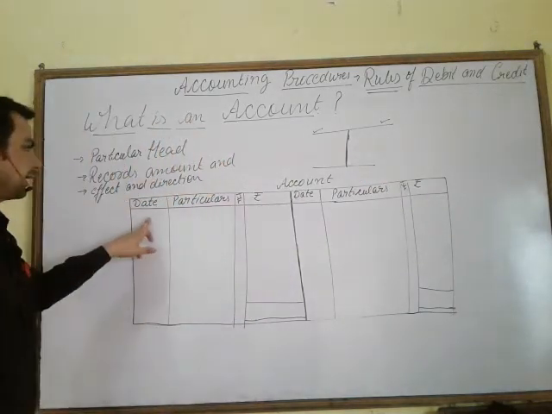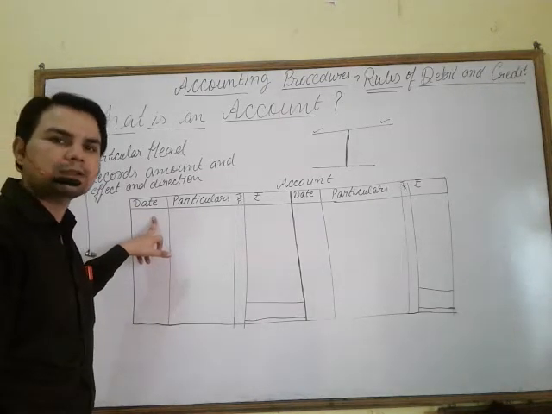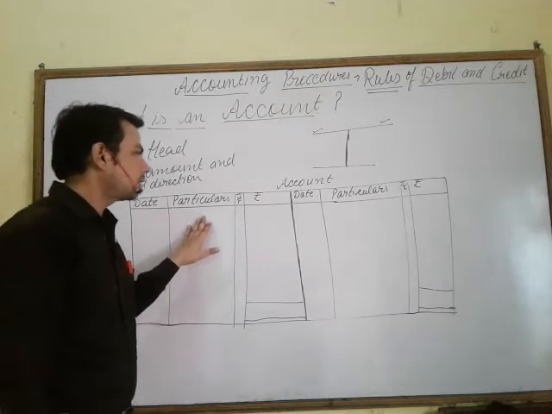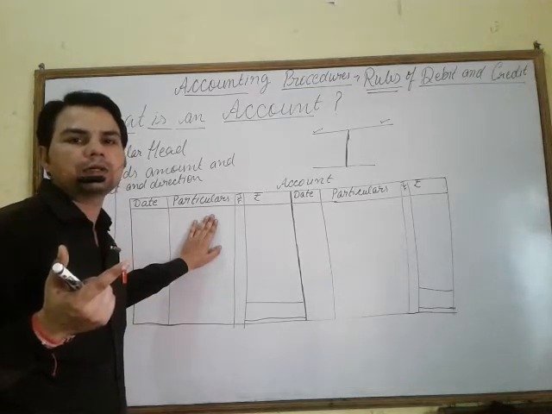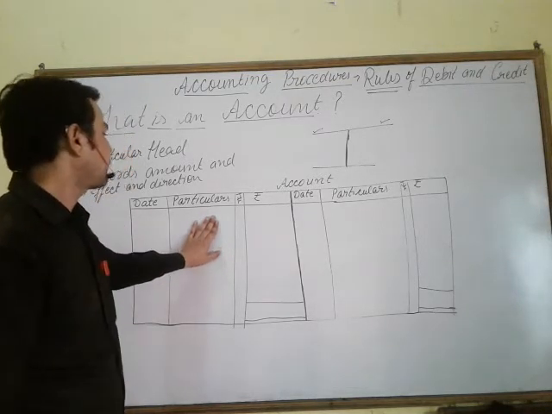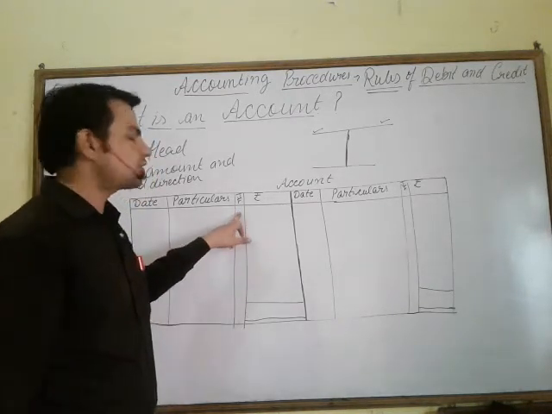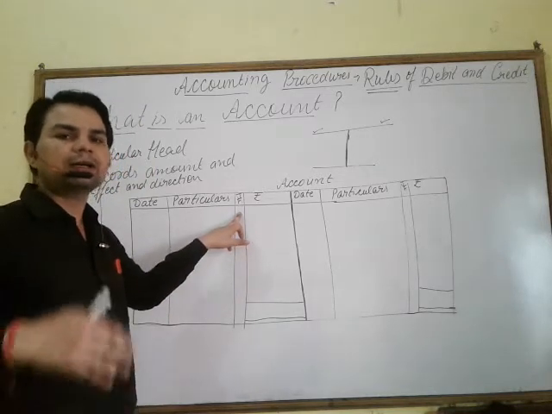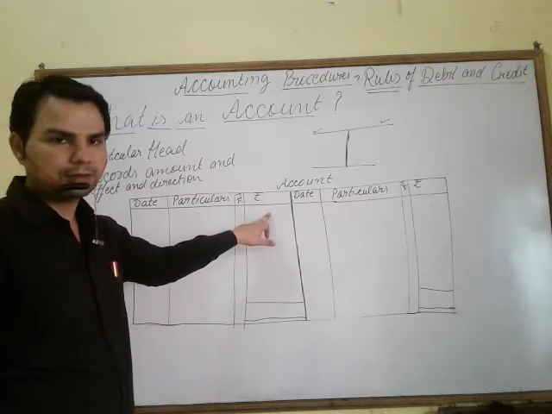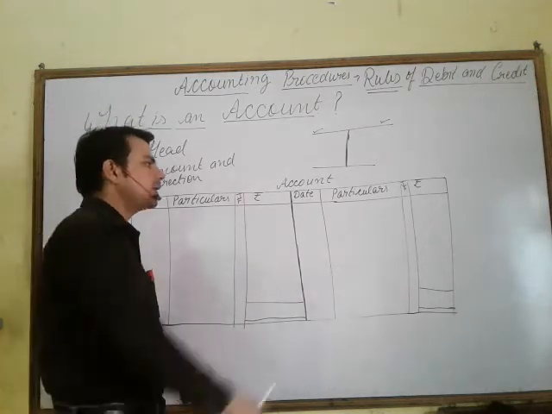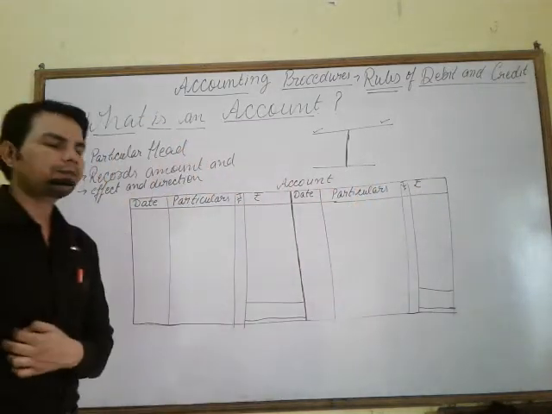The first column is date, where the date on which the transaction takes place is mentioned. Then particulars, where the other account of the transaction is recorded. Journal folio: the number of the place where the transaction was recorded in the primary books is mentioned. Next, amount of the transaction. In the same manner: date, particulars, journal folio, rupees amount.